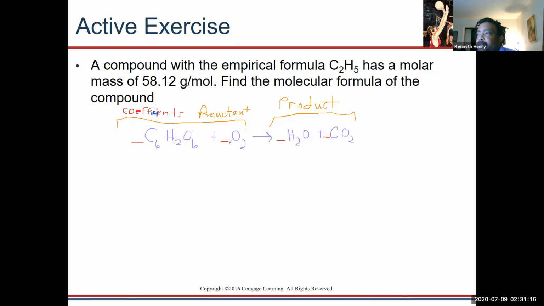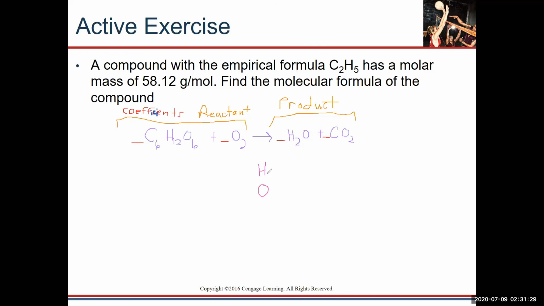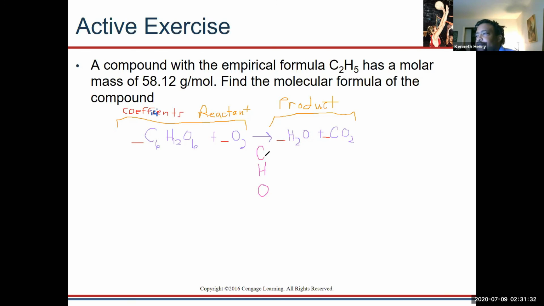So what are the elements that are going to be on my reactant side? Just give me the major elements. Hydrogen, oxygen, and carbon. I like to put carbon first because it spells CHO. So how many carbons do we have on our reactant side? 6. How many hydrogens do we have on our reactant side? 12. How many oxygens do we have on our reactant side? 8.